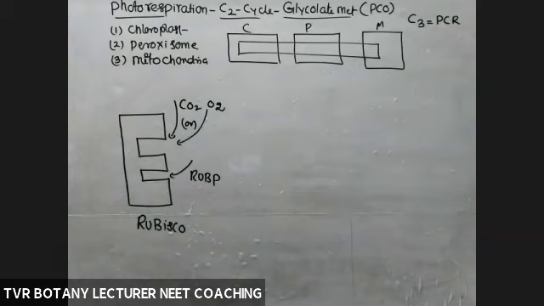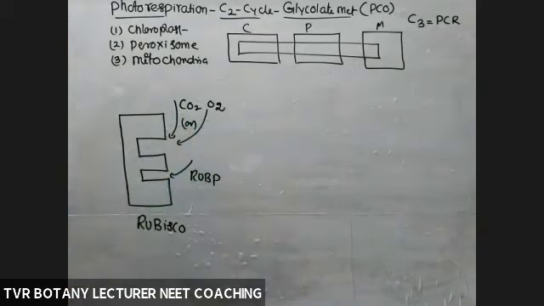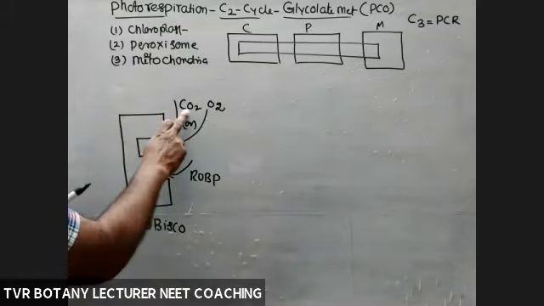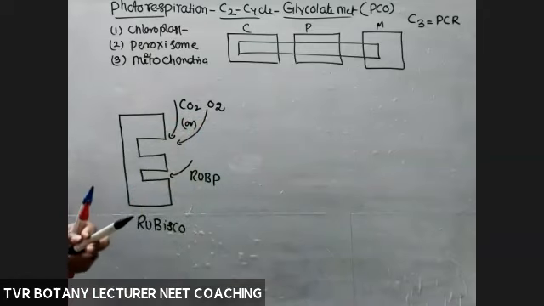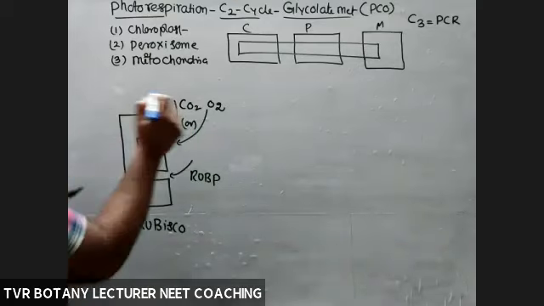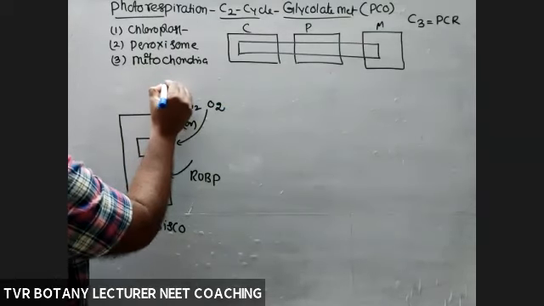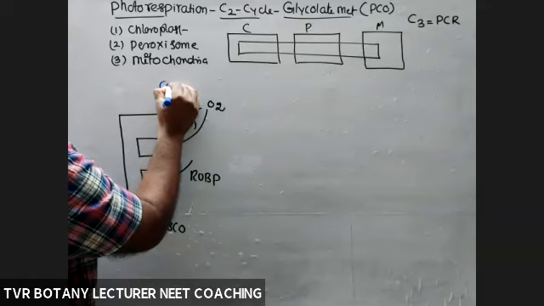If the concentration of O2 is more than the concentration of CO2, definitely photorespiration is initiated. If it is reversed, and the concentration of CO2 is more than the concentration of O2, the C3 cycle is initiated. So it depends on the relative concentration of O2 and CO2. The competition between CO2 and O2 makes photorespiration a type of competitive inhibition.